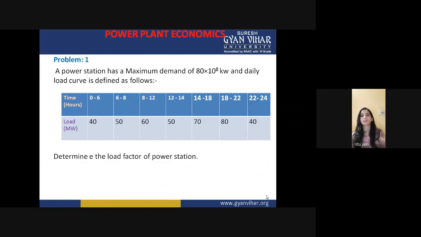So a power station has a maximum demand of 80 into 10 to the power 3 kilowatt and the daily load curve is given. 0 to 6 hours the load is 40 megawatt, 6 to 8 hours the load is 50 megawatt, 8 to 12 hours the load is 60 megawatt, 12 to 14 it is 50 megawatt, 14 to 18 it is 70, 18 to 22 it is 80 megawatt, and 22 to 24 it is 40 megawatt. Determine the load factor of the power station.